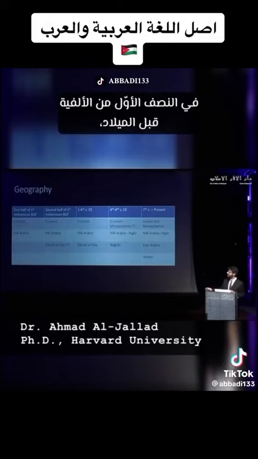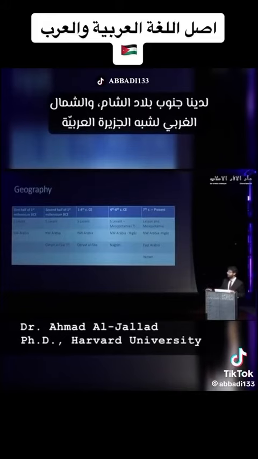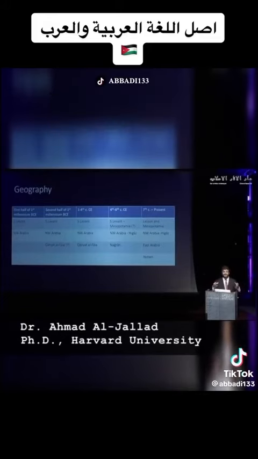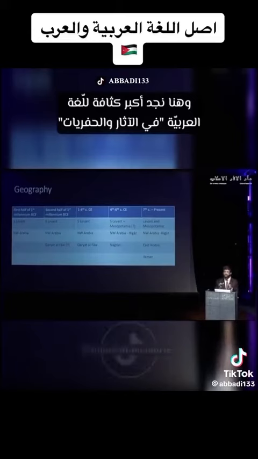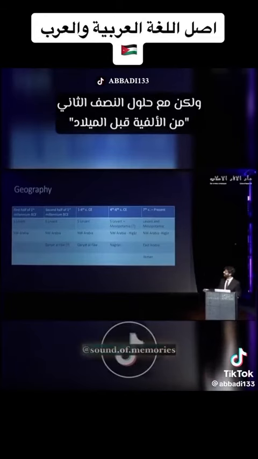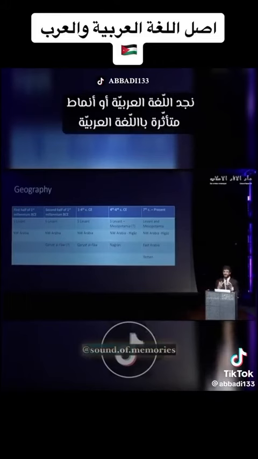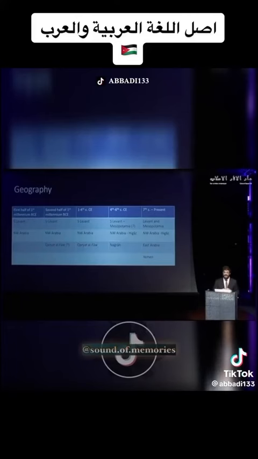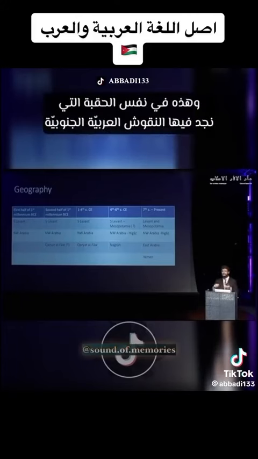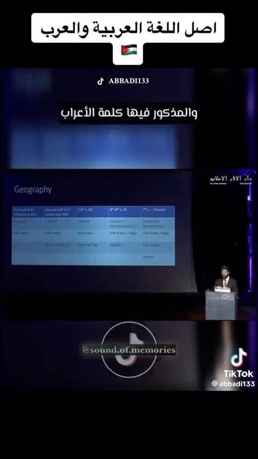In the first half of the first millennium BCE, we have the southern Levant and northwest Arabia. That's where we find the largest concentration of Arabic language. But by the second half, it's starting to move south. We find some Arabic or Arabic-type influences at Qaryat al-Faw. And this is the same period that we get in the South Arabian inscriptions mentions of Arab.